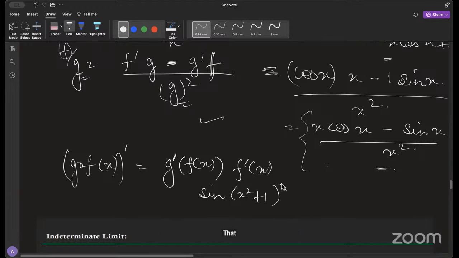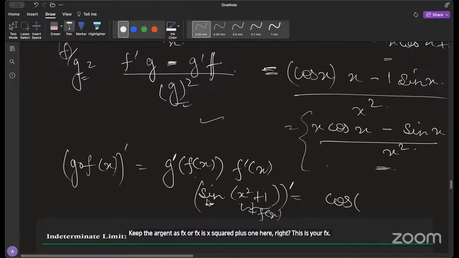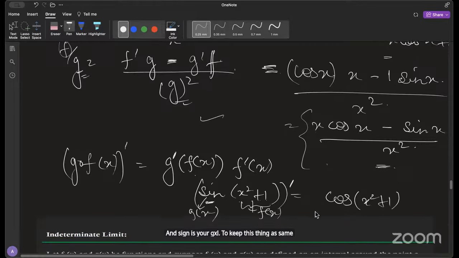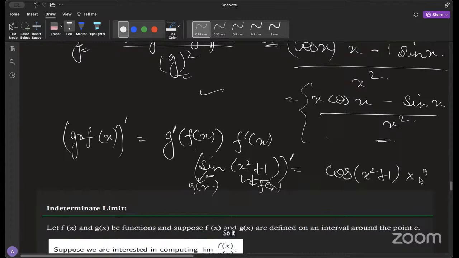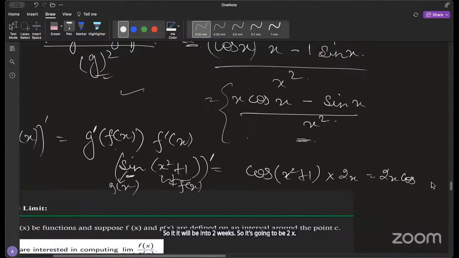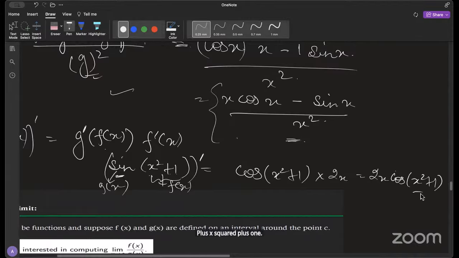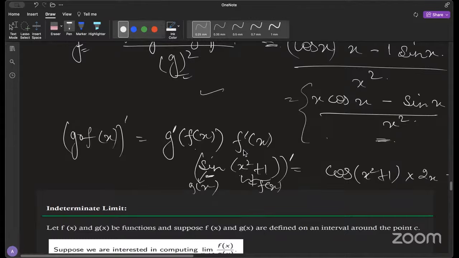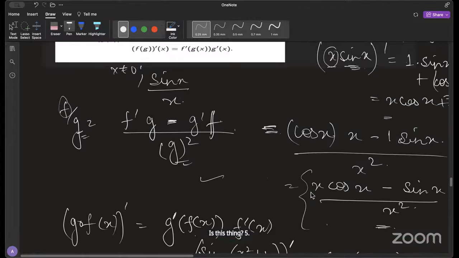Then the derivative of this should be, first you take the derivative of the outer one, so you'll get cos and keep the argument the same, as f of x. Your f of x is x squared plus 1 here, and sine is your g of x here. Keep this the same and then take the derivative of f of x, so it will be times 2x. So it's going to be 2x cos of x squared plus 1. Is this fine? Is this clear to everyone?